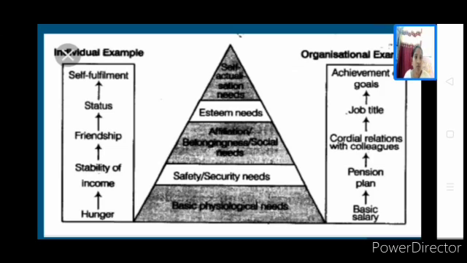So please try to understand the employees' hierarchy of needs: basic salary, pension, cordial relation, job title, and achievement of goals. Basic salary is a basic need of an employee. Pension plan is an example of security need to the employee. It can be asked for 1 or 2 marks, so you should be careful. There might be a simple question, what is the esteem need of an employee, as per Maslow? Then you can write job title, status, recognition, awards, rewards, all those things.